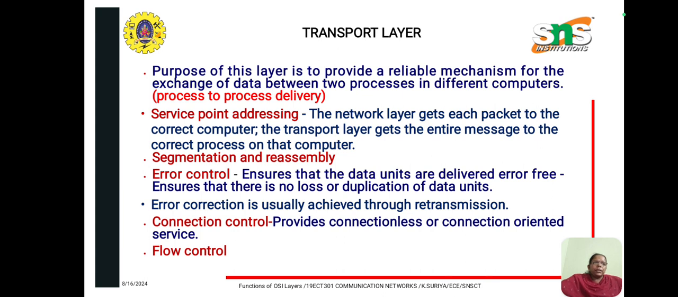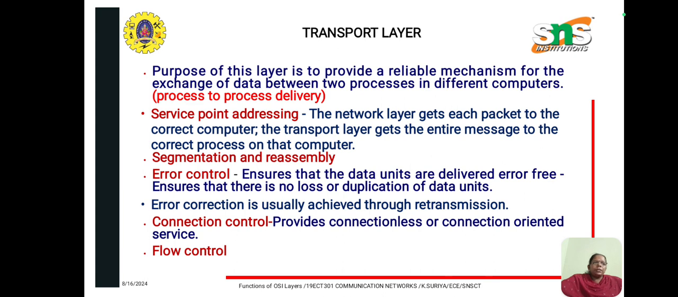Next one is segmentation and reassembly. A message is divided into transmittable segments with each segment containing a sequence number. These numbers enable the transport layer to reassemble the message correctly upon arriving at the destination and to identify and replace the packets that were lost in transmission.